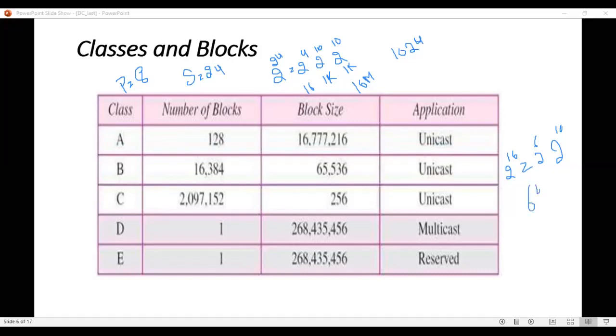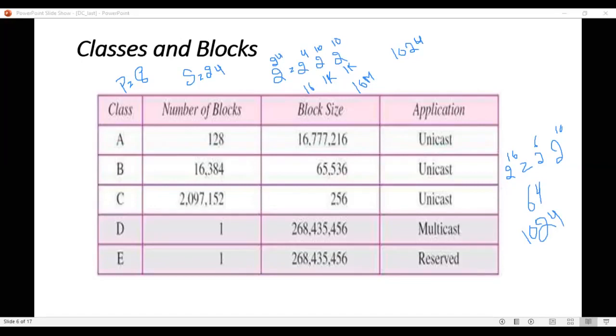Now you might ask me why this is 65,536. I told you 1K means how much it is? 1024, right? So 2 raised to 10 is 1024. Okay, you have to consider 1K as 1024. So 1024 into this 64, you will get 65,536.